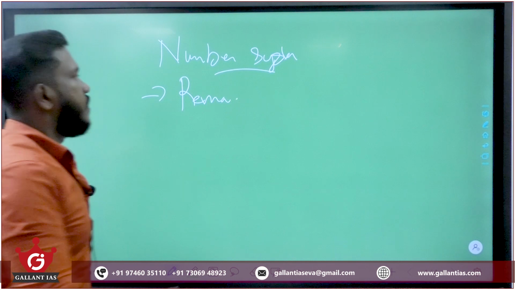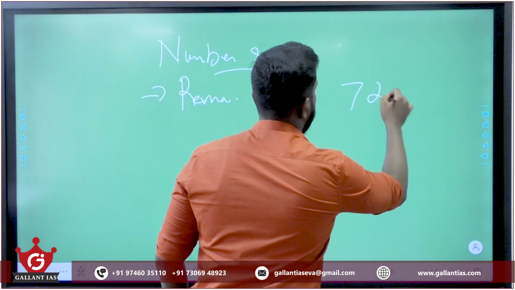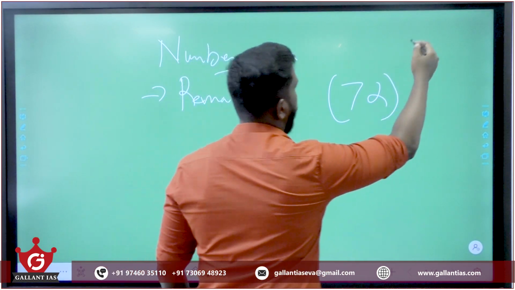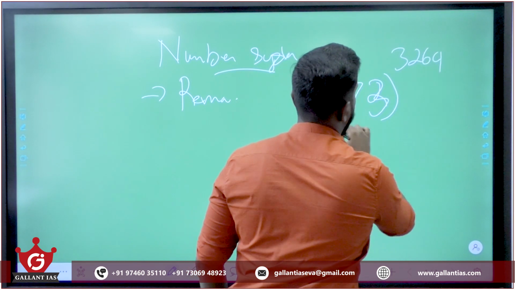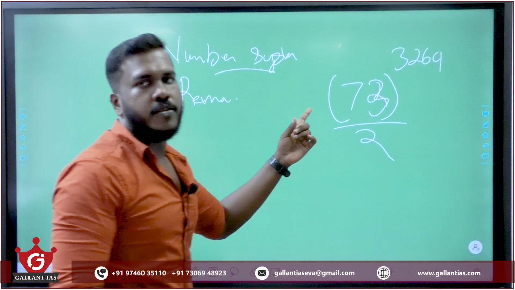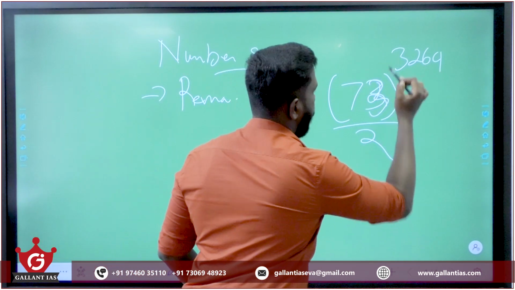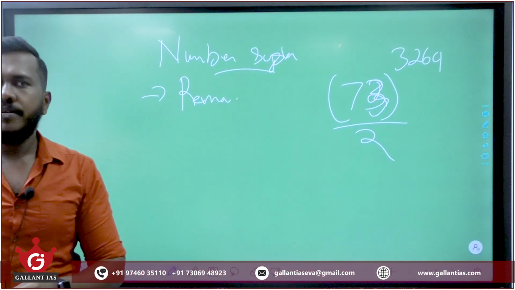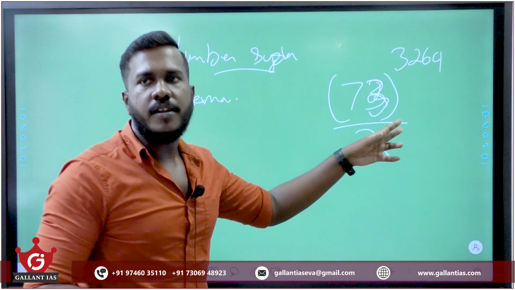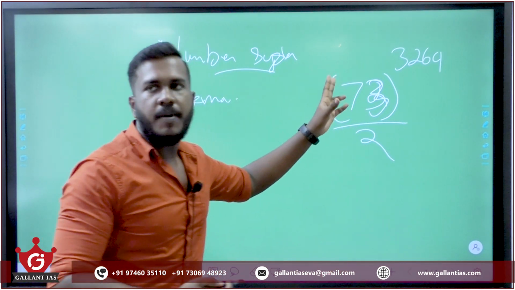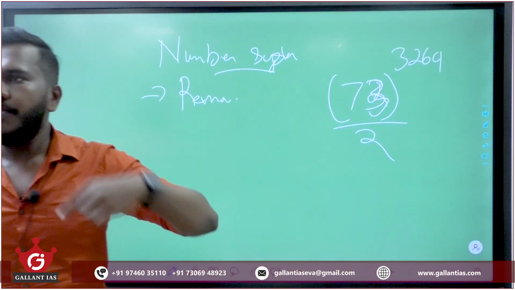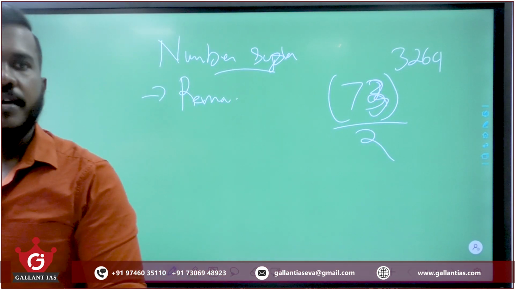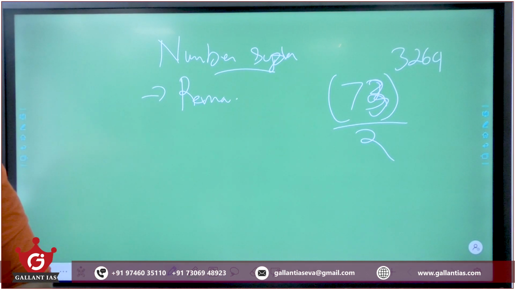For example, look here: 72 to the power 73, whole raised to 3264, divided by 2. What will be the remainder for this? How did we do this? Do you remember? So 72 plus 1 you will be writing, right? So 2 is divisible by 72, so 1 raised to 3264 by 2. So the value that comes at the top will be our remainder. Like that, we solved a few questions.